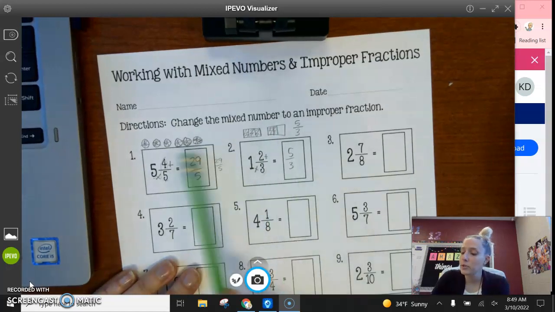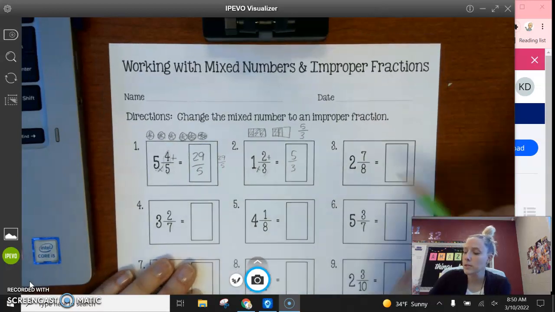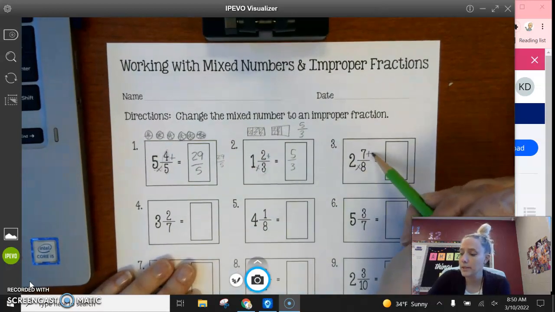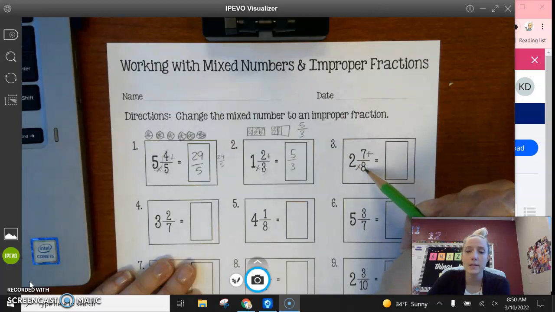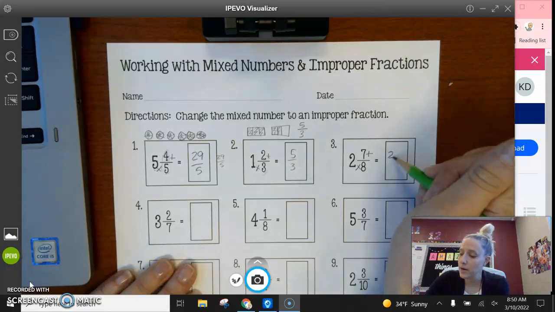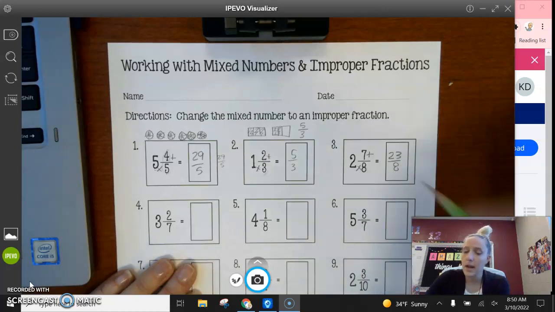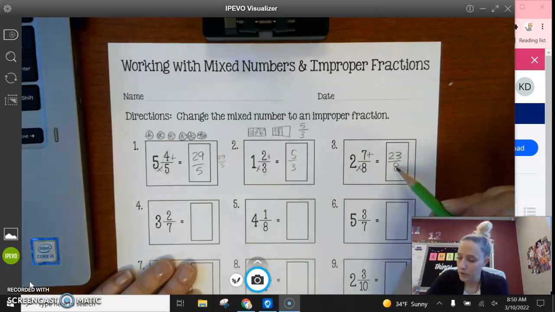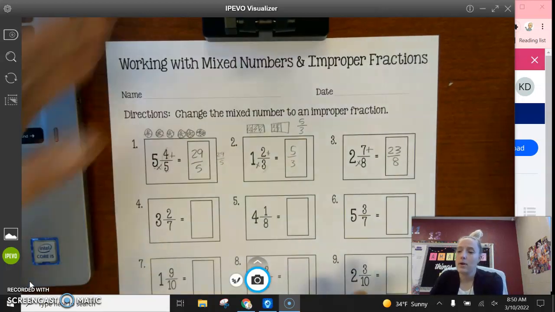Okay, I'm not going to do the picture for each of them. I just wanted to refresh your memory, so I'll go through these answers. This one, 2 times 8 plus 7. 2 times 8, 2 groups of 8, is 16. Add 7 more. 16 plus 7 is 23 over 8. All right, there we go. Let me slide this up.